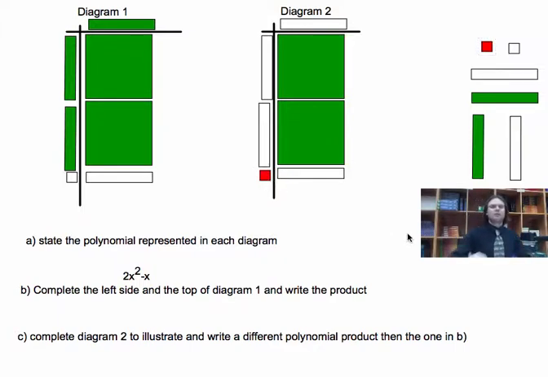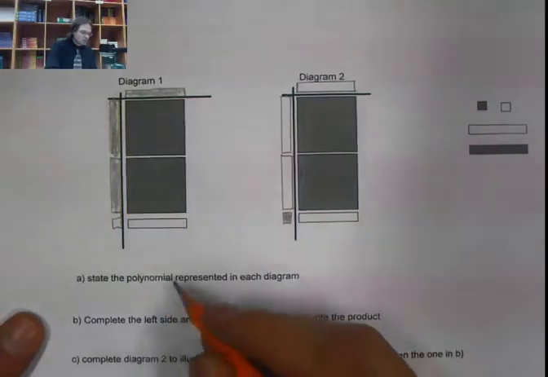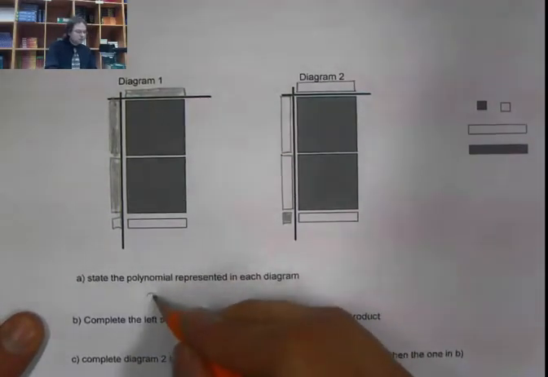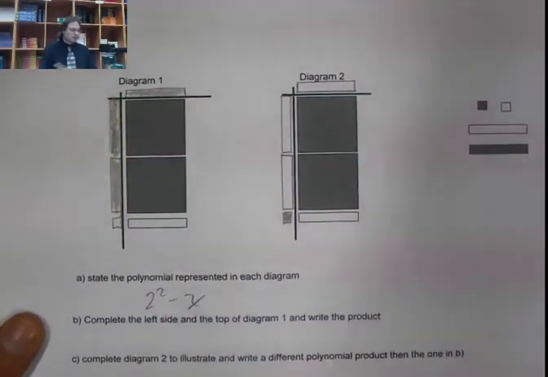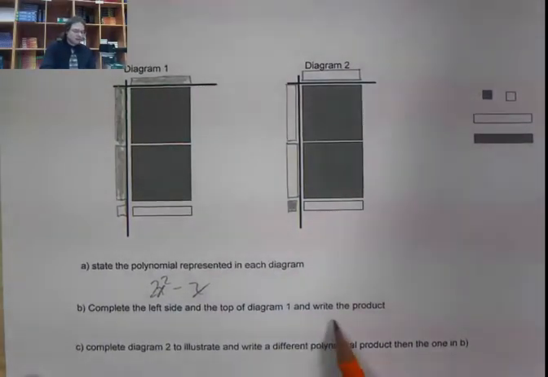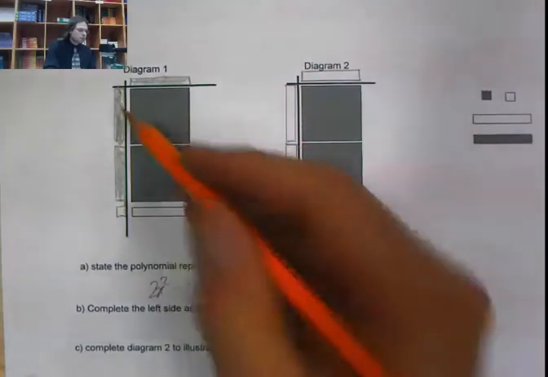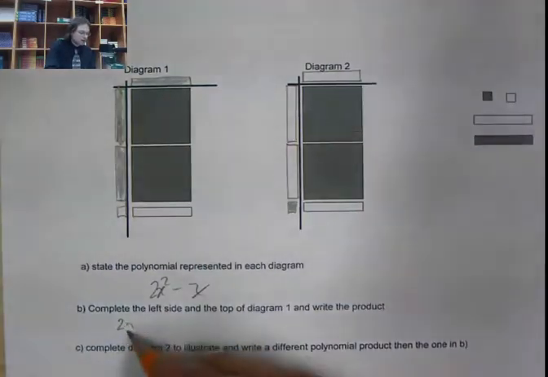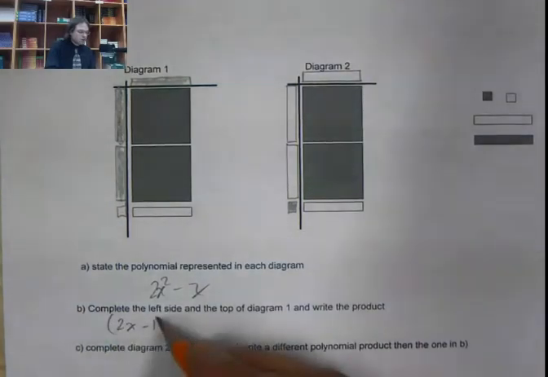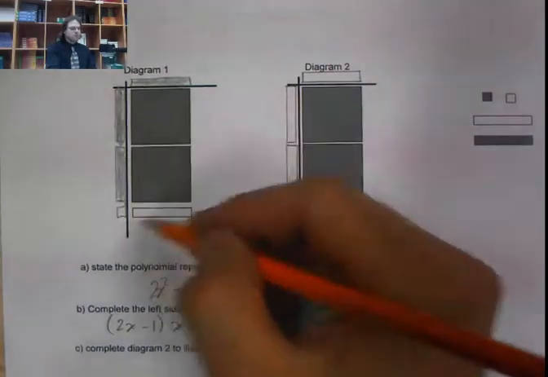So, looking at this, I'm going to try and fill out the rest here. State the polynomial in each diagram. We said it was 2x squared minus x, right? So 2x squared minus x. Now it says complete the left side of the diagram and write the product. Well, we completed it before. We had two positive greens, so that's 2x, and then minus 1, and that was all multiplied by x. So notice, everything's multiplied out.